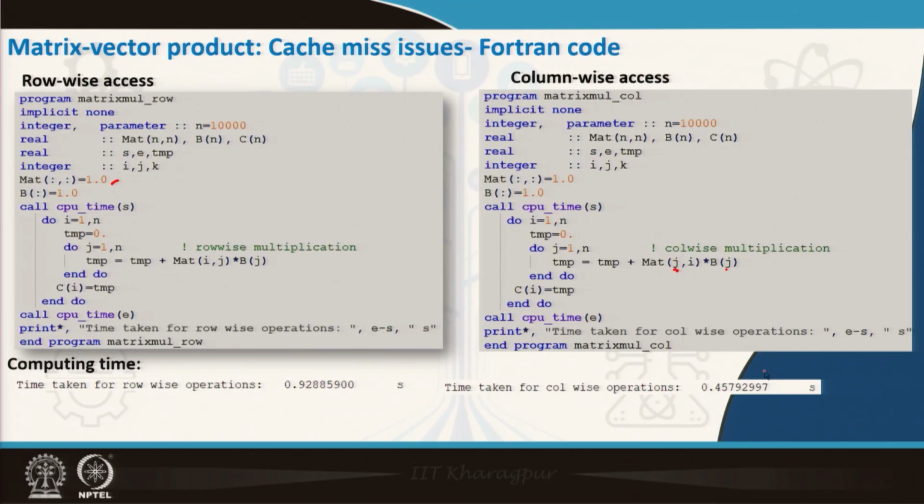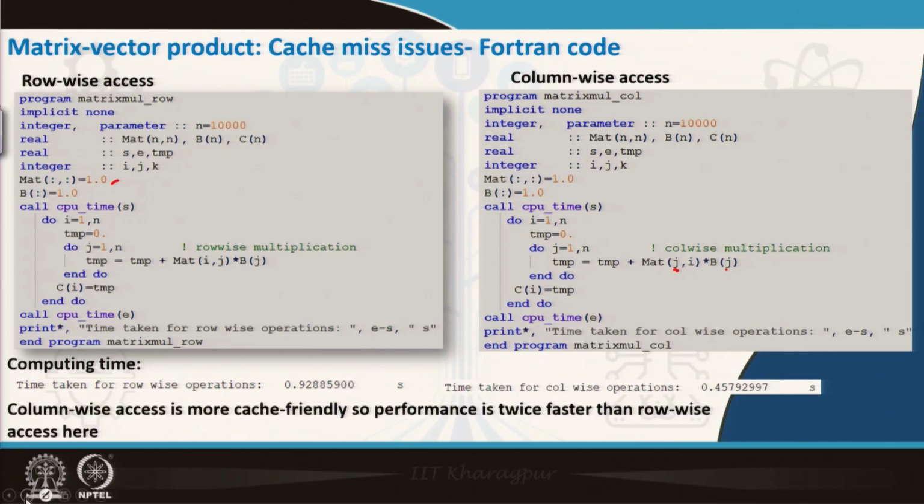And why is it? There come certain cache issues. When we are accessing the matrix column wise, in Fortran the matrix is stored in a column wise manner. We are utilizing the cache more efficiently, where there are fewer cache misses. When you are accessing it row wise, as the matrix is stored column wise, every operation is giving you a cache miss. Therefore, the computing time is almost double for row wise multiplication.